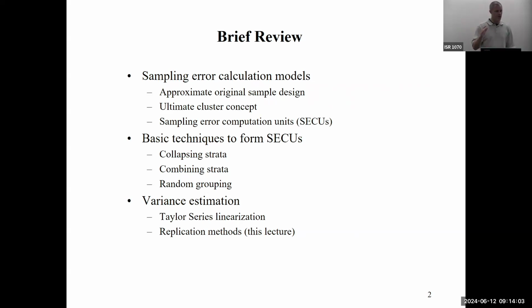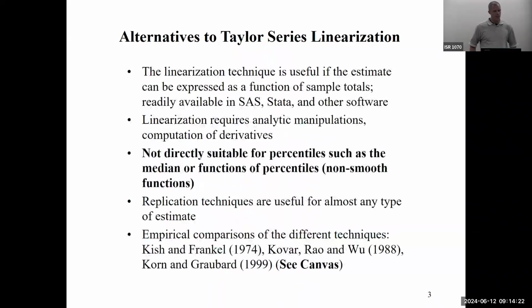Okay, so we talked about how those variables are formed. And then we've talked about linearization as a type of variance estimation thus far. In this lecture, we're going to be focusing on replication methods as an alternative to Taylor series linearization and talking about the pros and the cons of using replication as an alternative technique. Okay, so as we talked about on Monday, the linearization technique is quite useful, and it's the default in most of the software, if the estimate can be easily expressed as a function of sample totals. We can rewrite our estimate as a function of sample totals. Remember the weighted mean? That was rewritten as a ratio of two sample totals.